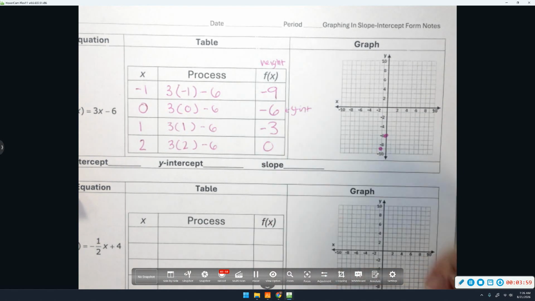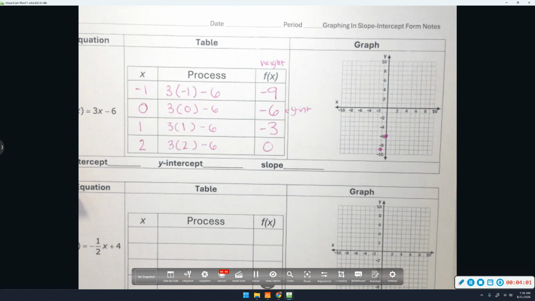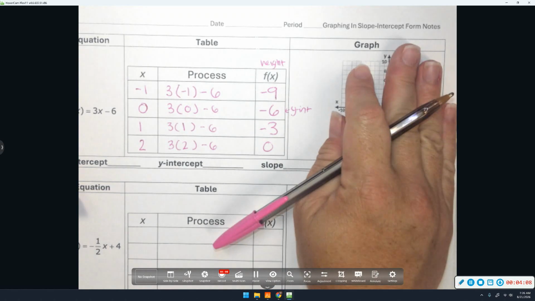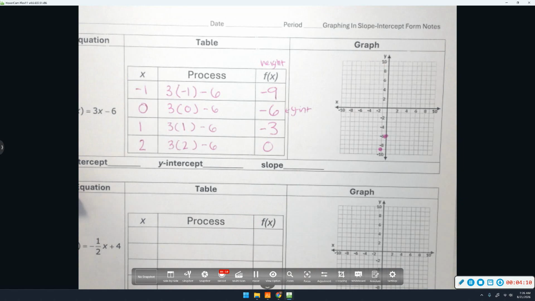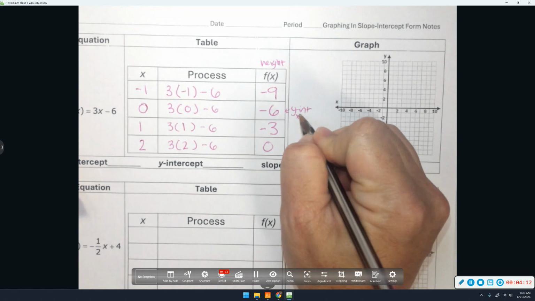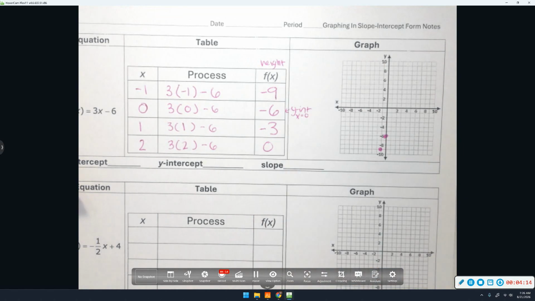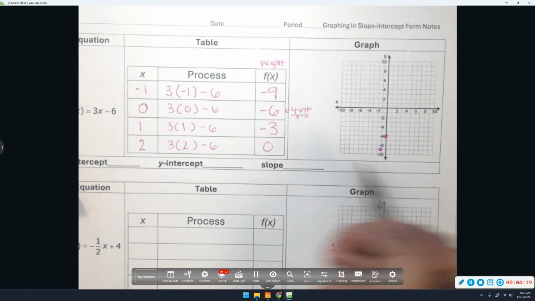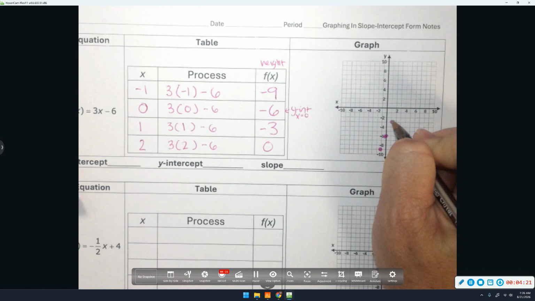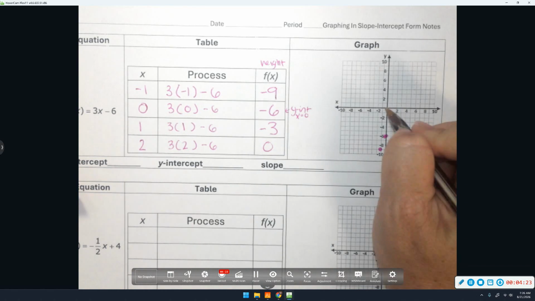How do I know that's my y-intercept before I graphed it? Do y'all remember? How do we know that without graphing it? The x is 0. Y-intercept is where x equals 0. Then we have the point 1, -3, and the point 2, 0.